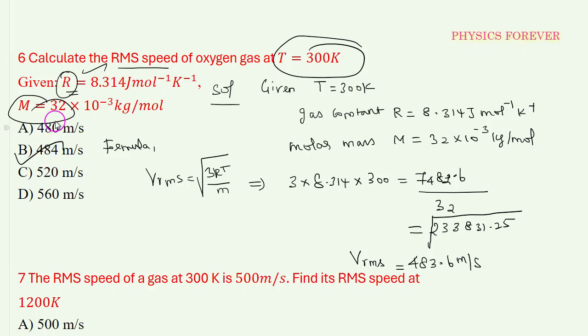Okay, so you have to avoid confusing those options, 480 or 484. Then 483.6 is nearly 484, so we have to choose option B.